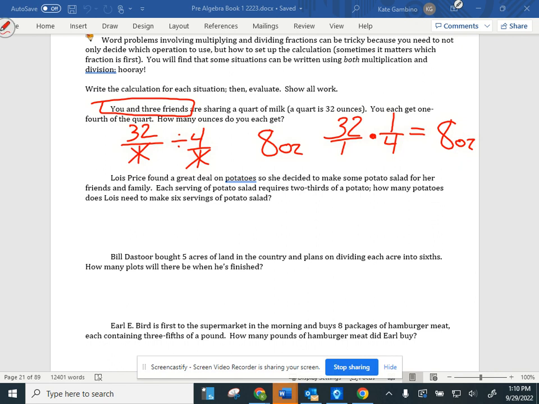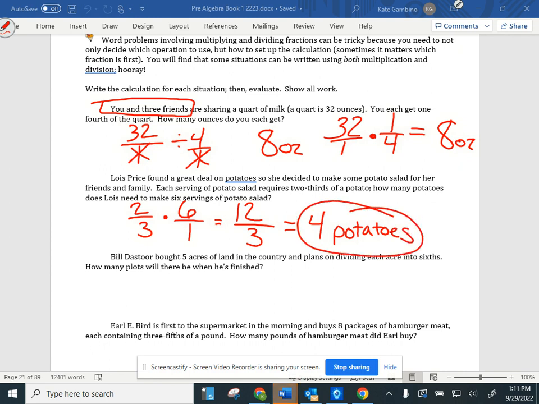What do you think we should do, Emily? 2/3 of a potato times my 6 servings, because I want 6 servings. One serving is 2/3, and I want 6 of them. So now I have 2 times 6 is 12. 3 times 1 is 3. I need to simplify that. How do I simplify it, Tegan? 12 divided by 3 is 4. Yeah, 12 divided by 3 is 4, so I need 4 potatoes.